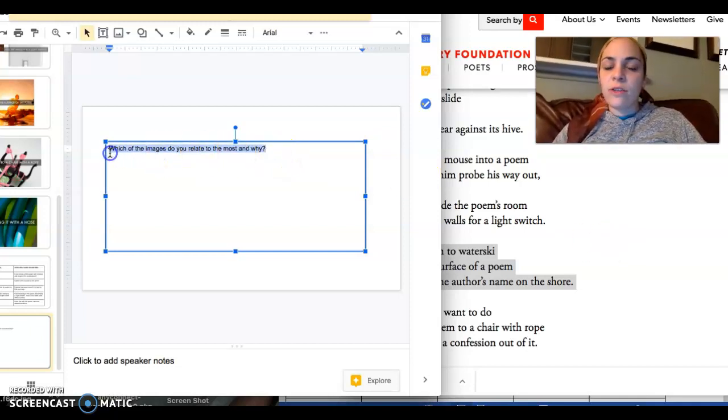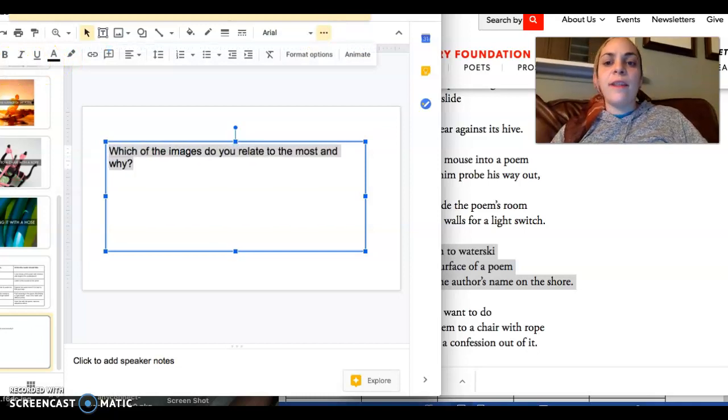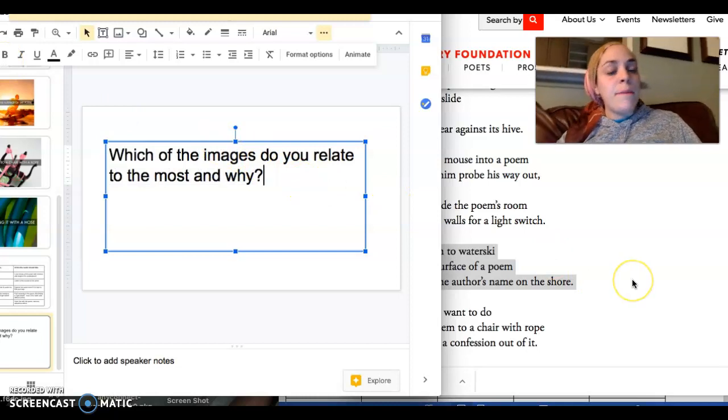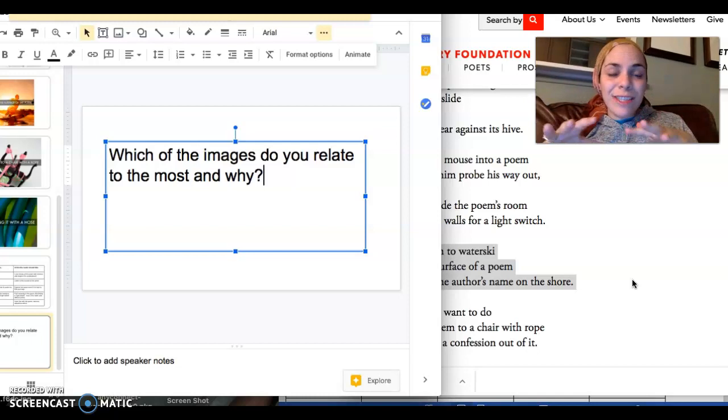Okay, so I just want you to answer this question in a few sentences. See, can I make this bigger for you? Yes, I can. Okay, which of the images do you relate to the most and why? For example, maybe you relate to looking at a poem like that maze that a mouse needs to look through. Or maybe you relate to the beehive, that you just like the sounds. Or maybe you relate to the water ski imagery, that you just enjoy it and find it fun. Again, if you don't usually look at poetry yourself, think about music, and that could help you with this.